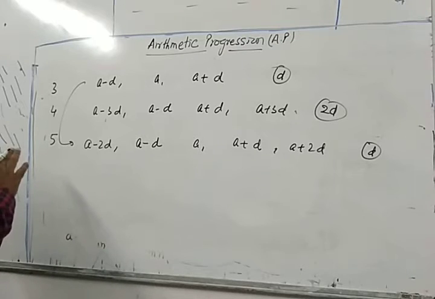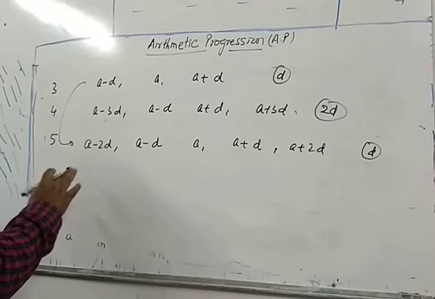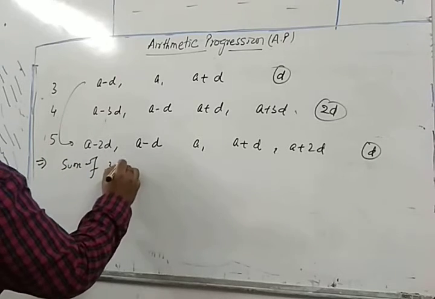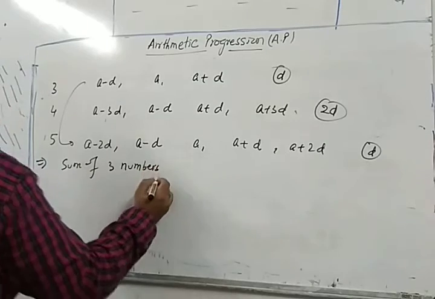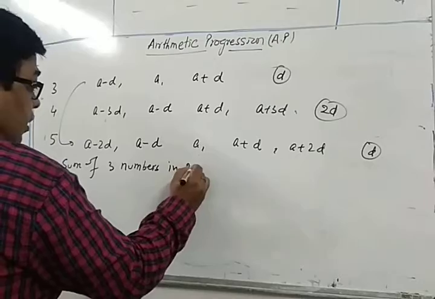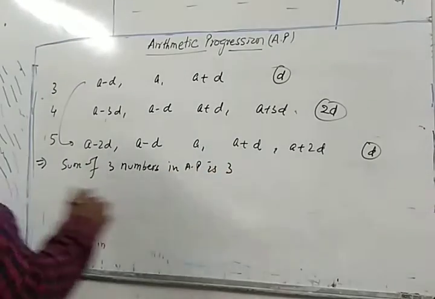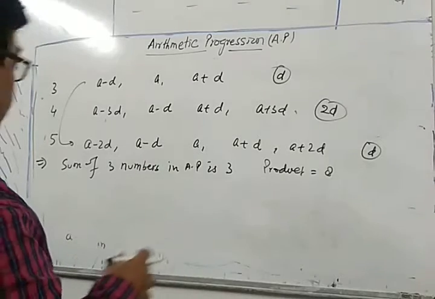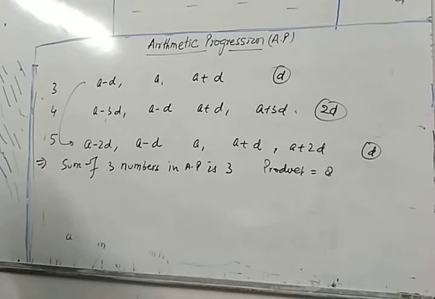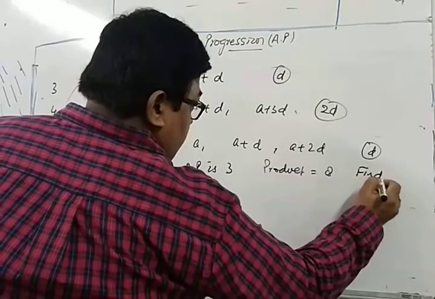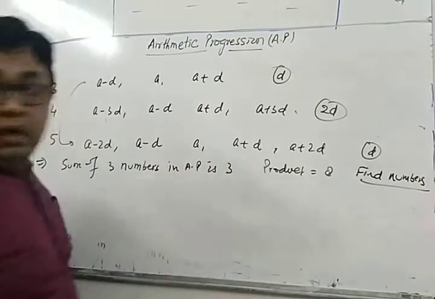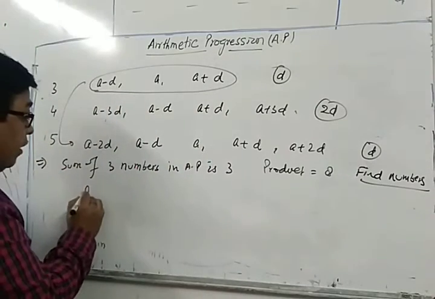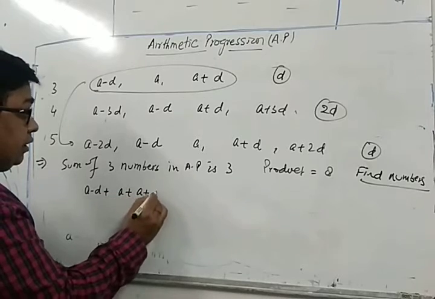if the sum of 3 numbers in AP is 3 and their product is 8, then find the numbers. So here we will take the first condition: a minus d plus a plus d, which is given as 3.